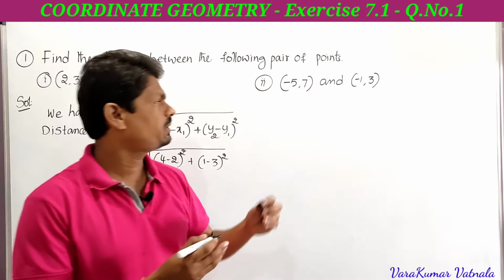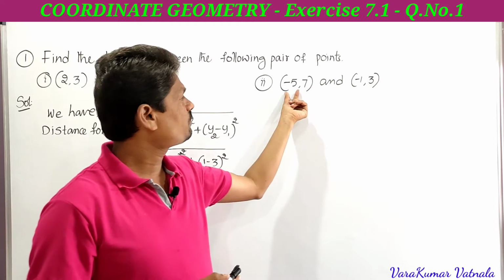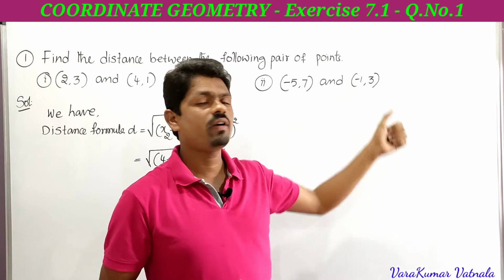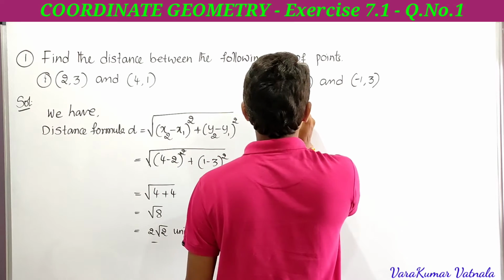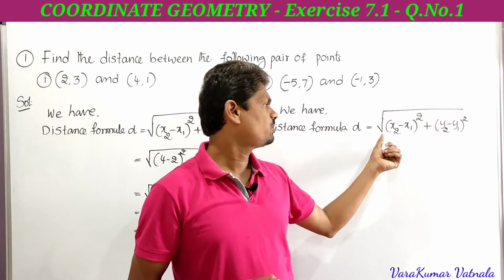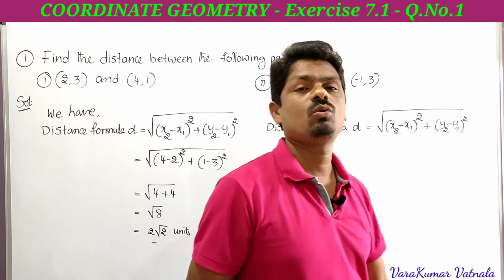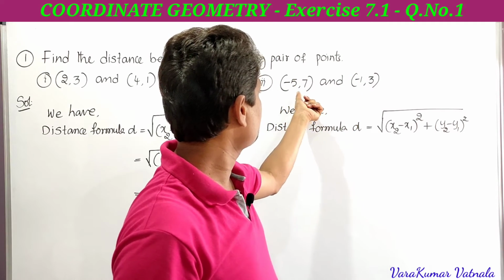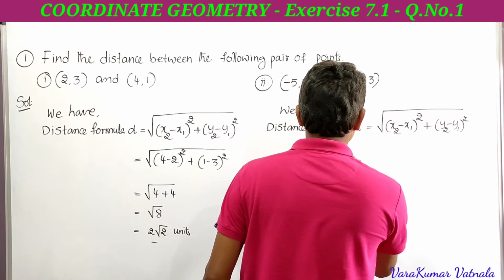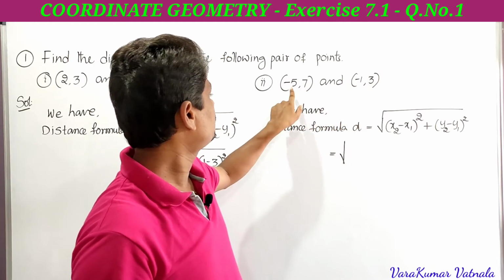Next we have the second bit: (minus 5, 7) and (minus 1, 3). Let the first point be x1, y1 and the second point be x2, y2. Again we have the distance formula: D is equal to square root of x2 minus x1 whole square plus y2 minus y1 whole square. We just have to substitute in the formula.